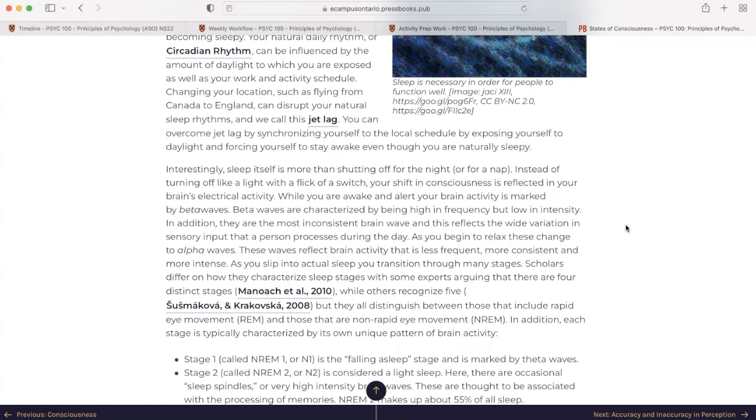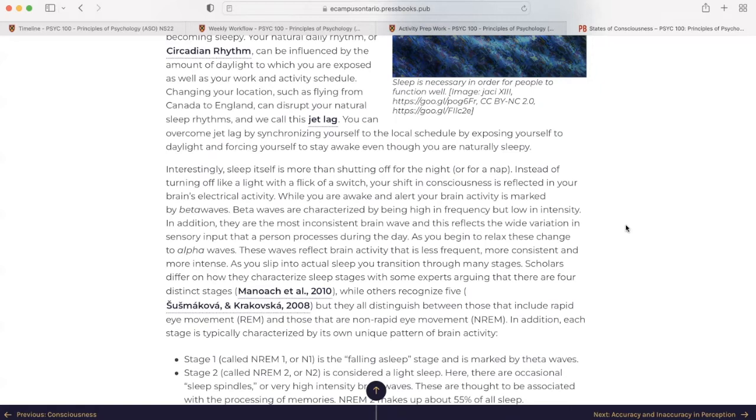Interestingly, sleep itself is more than shutting off for the night or for a nap. Instead of turning off like a light with a flick of a switch, your shift in consciousness is reflected in your brain's electrical activity. While you're awake and alert, your brain activity is marked by beta waves. Beta waves are characterized by being high in frequency but low in intensity. In addition, they are the most inconsistent brain wave, and this reflects the wide variation in sensory input that a person processes during the day.